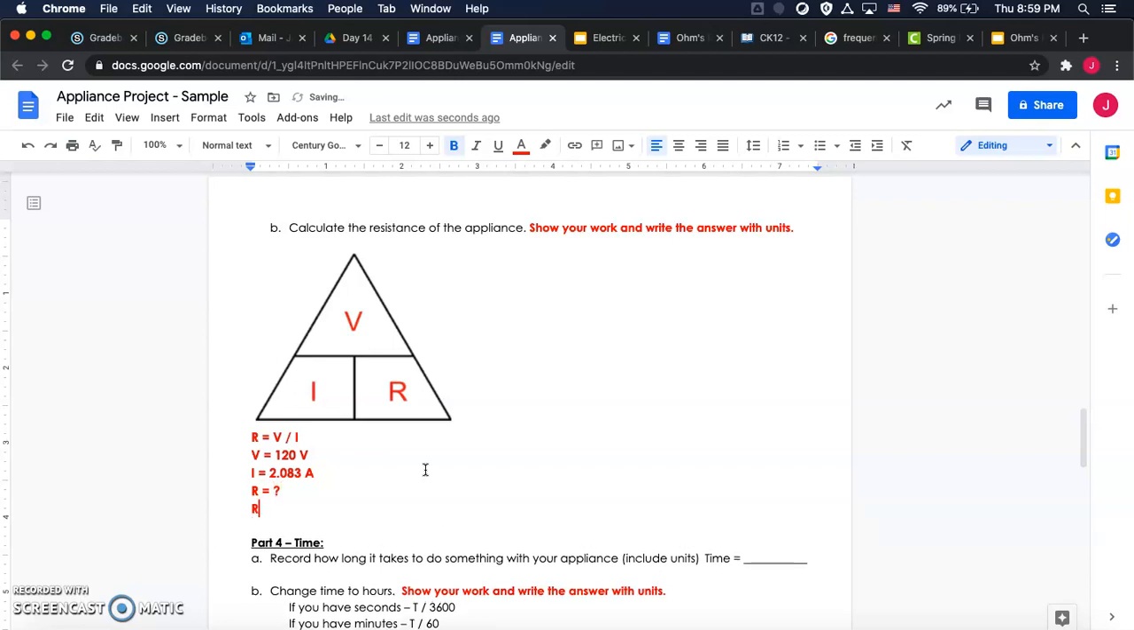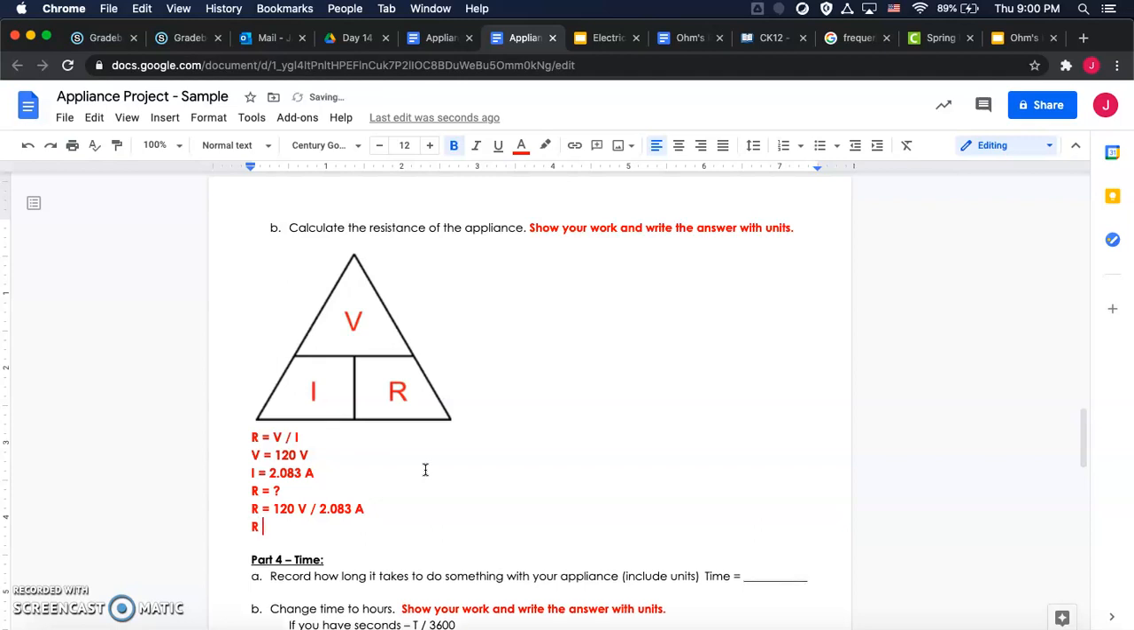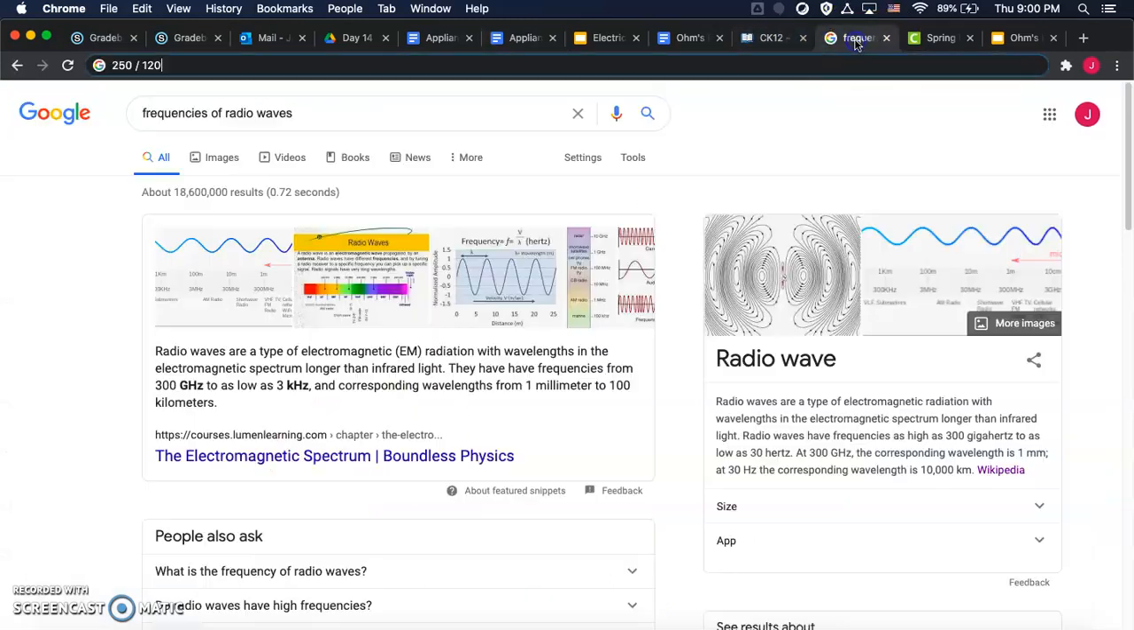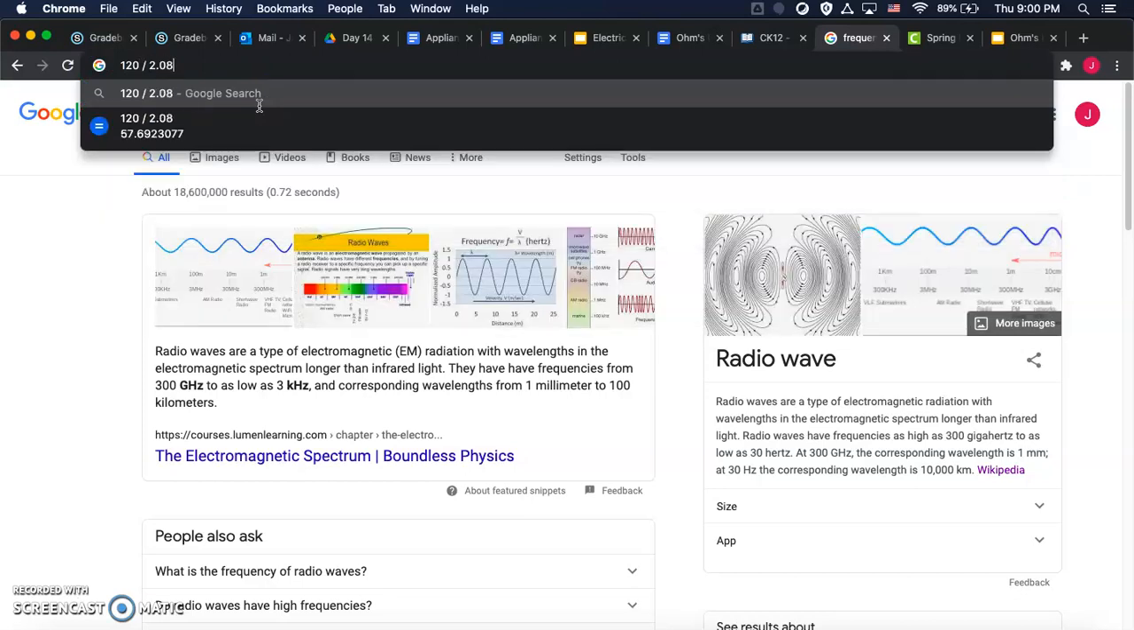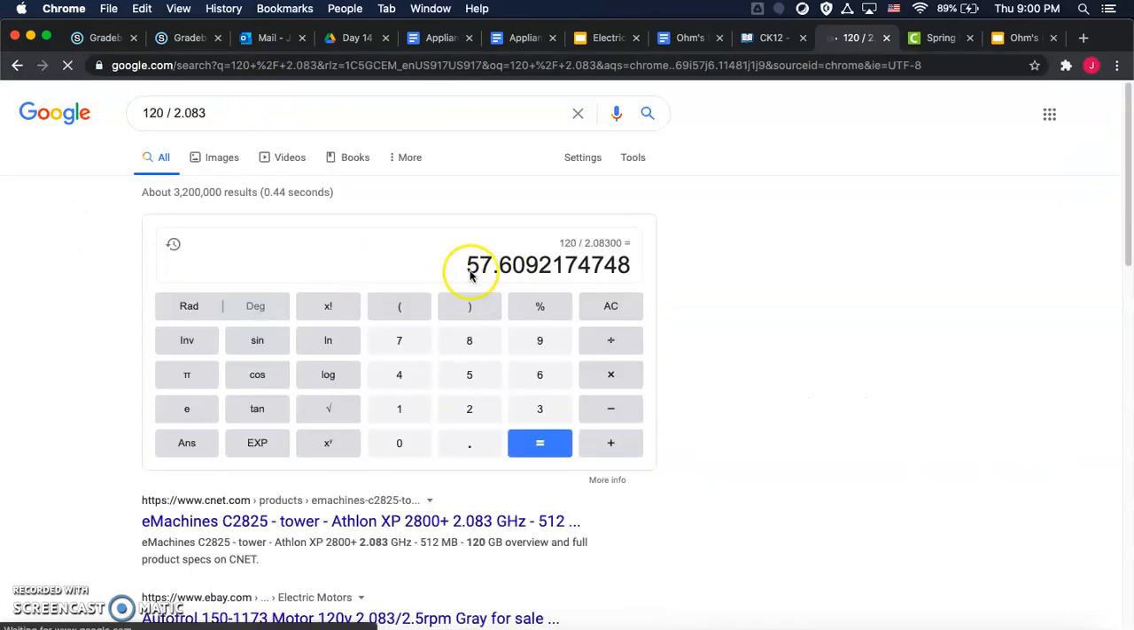Okay, so then I'm going to plug into my formula. R equals 120 volts divided by 2.083 amps. And so then when we divide those two things, I'll definitely need a calculator for this one because I don't know how to do that in my head. So 120 divided by 2.083. I do that, I get, I'm going to round that to 57.61 ohms.